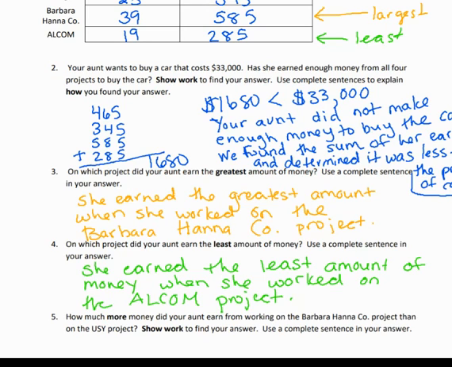So notice these questions are saying on which project. That's why we're giving the name of the project. We're not actually stating how much money she's making. If the question said, what's the least amount of money? Then I would say the least amount of money is $285. But the question is saying, what is the project where she had the least amount of money?